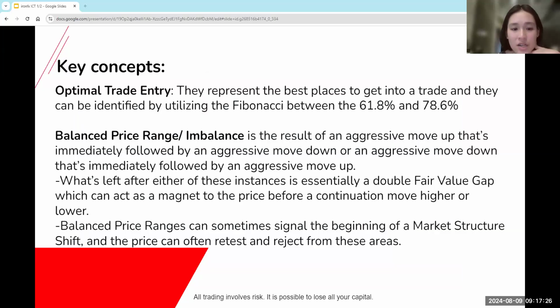So our next key concepts that we're going to be looking at are the optimal trade entry as well as the balanced price range. So optimal trade entry represents the best places to get into a trade, identified by using the Fibonacci between 61.8 and 78.6. Balanced price range or imbalance is the result of an aggressive move up that's immediately followed by an aggressive move down, or an aggressive move down that's immediately followed by an aggressive move up.